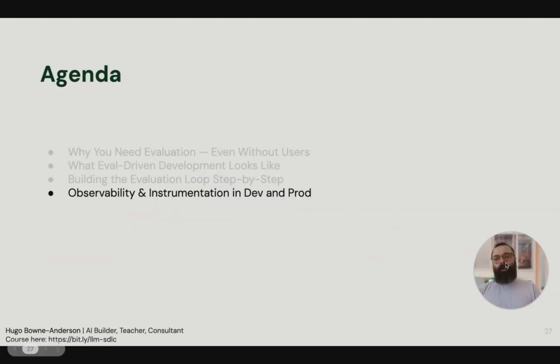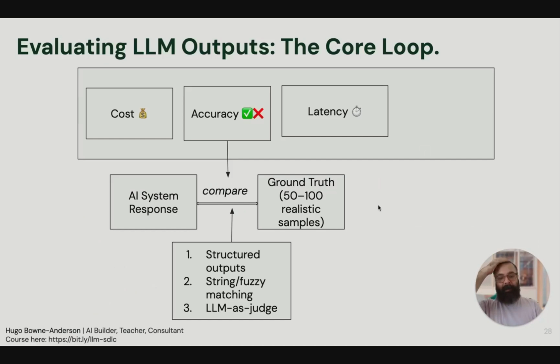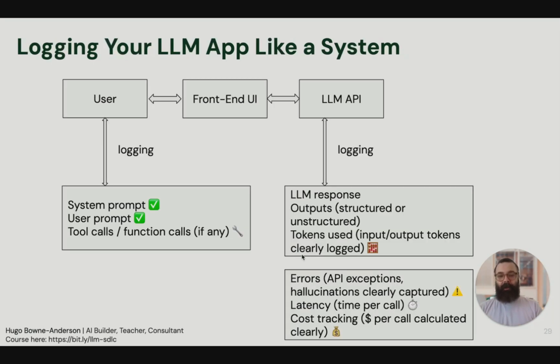So now I want to talk a bit about observability and instrumentation in dev and prod, okay? Remember, the core loop is evaluating cost, accuracy, latency, and business metrics. They somehow disappeared. They often do, so don't let them do that. Compare them when you switch out things in the AI system. This is the type of eval harness you want to build and iterate on. You want to look at LLM as a judge to help. You want to look at structured outputs, regular expressions, God forbid, string and fuzzy matching, okay?